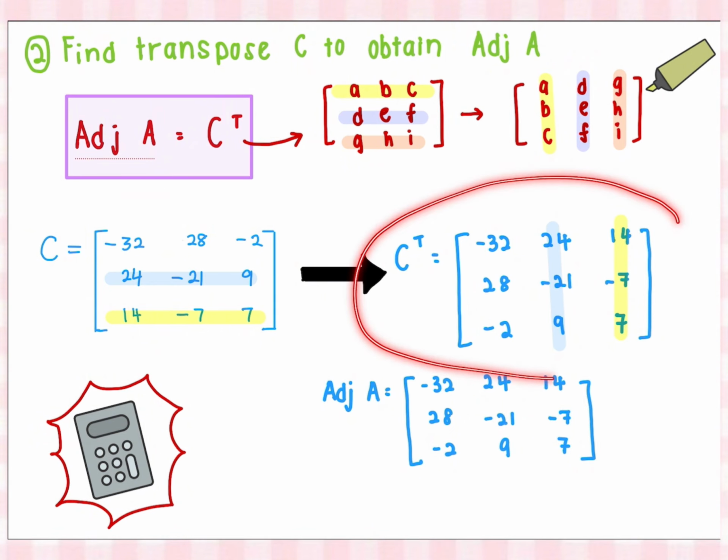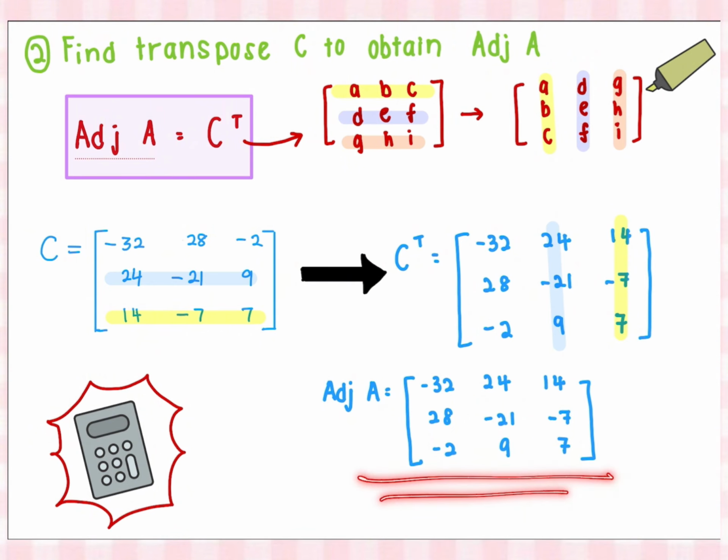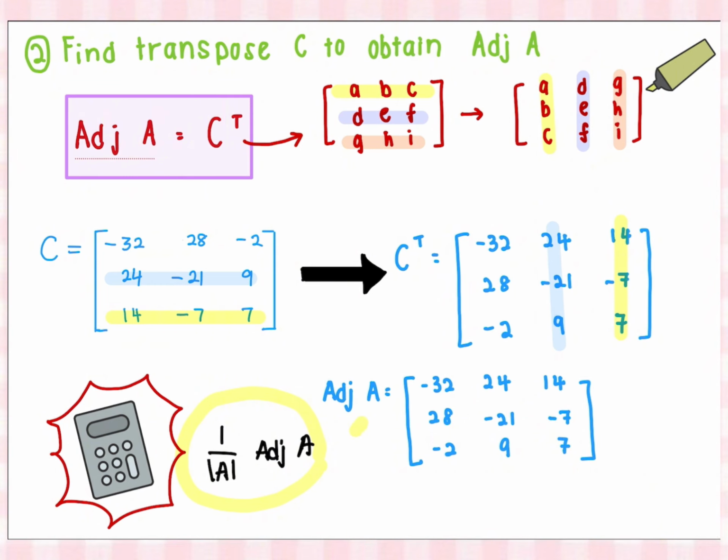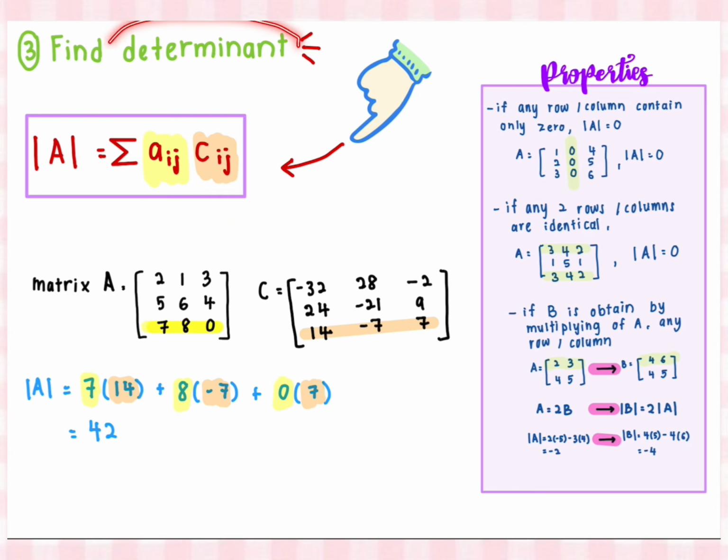So the transpose that we got just now will be the adjoint A that we will apply in the formula of the inverse matrix, which is 1 over determinant of A times adjoint A. So the adjoint A that we got just now will be used in this formula. Now, let's go to our next step, which is finding determinant.